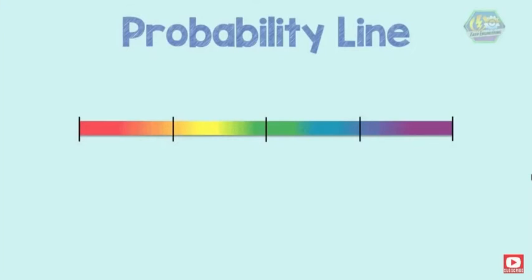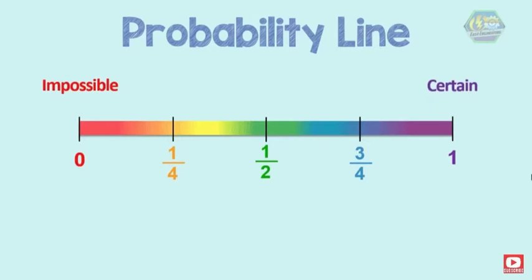A probability line is just like a number line that goes from 0 to 1. A probability of 0 means that the event is impossible to happen, and a probability of 1 means that the event is certain to happen. A probability of 1/2 means that there is an even chance that the event will happen or not. A probability less than 1/2 means that the event is unlikely to happen, and a probability greater than 1/2 means that the event is more likely to happen.